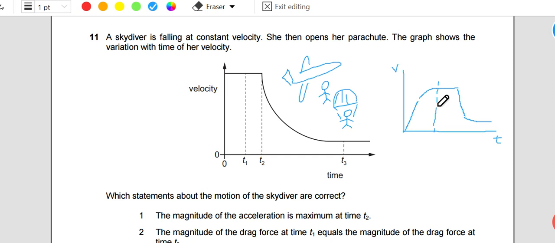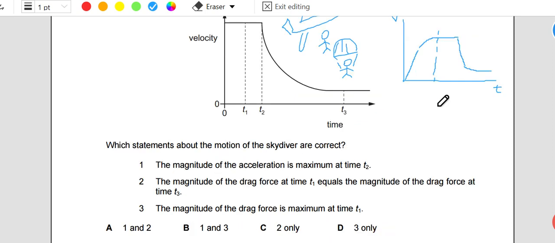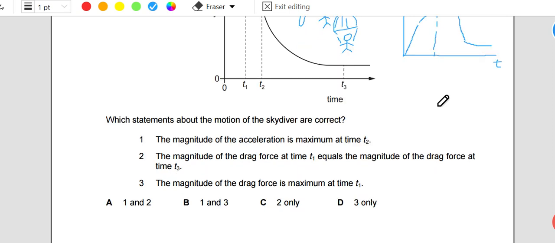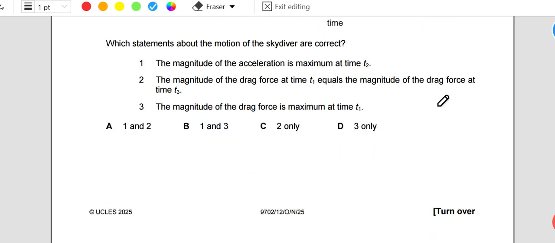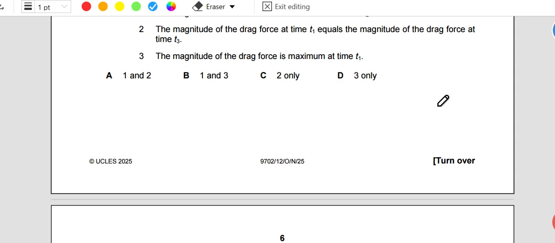So 1 and 2 are correct. Magnitude of drag force is maximum at T1. This is not correct.